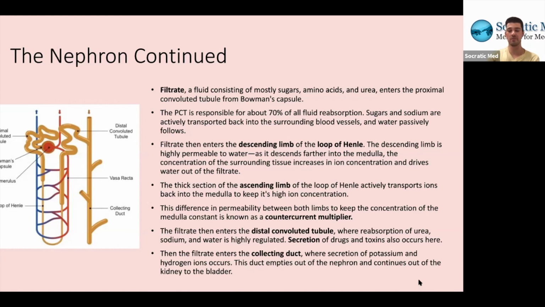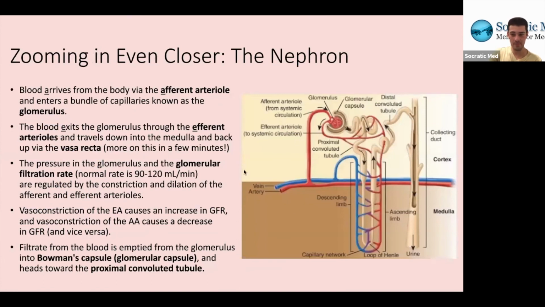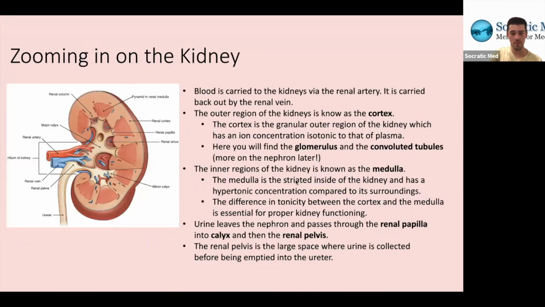Like we were just talking about before on the other slide, after it leaves that collecting duct, it comes out of the calyx and goes into the renal pelvis and out the ureter.